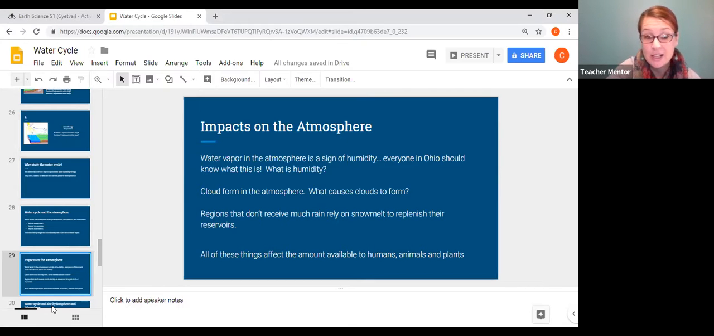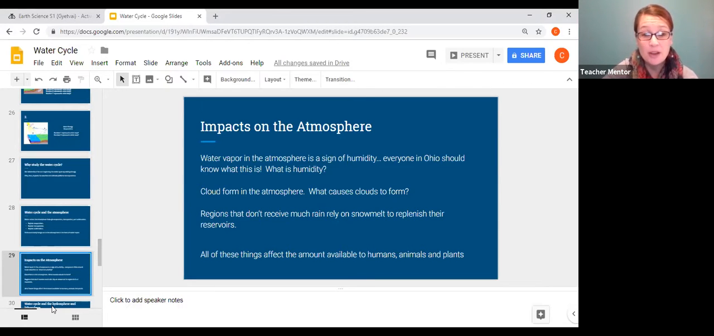That's excellent. So the more water vapor, or the more moisture we have in the atmosphere, the more humid it's going to be. And that's my least favorite thing about Ohio weather, the darn humidity.